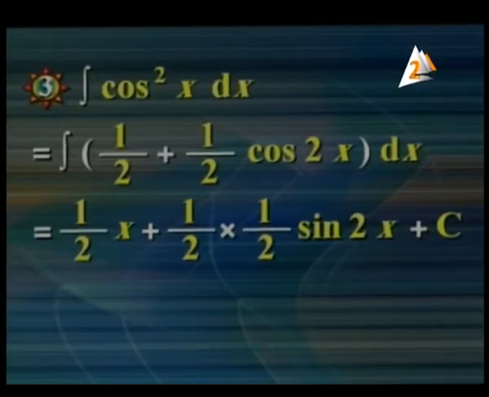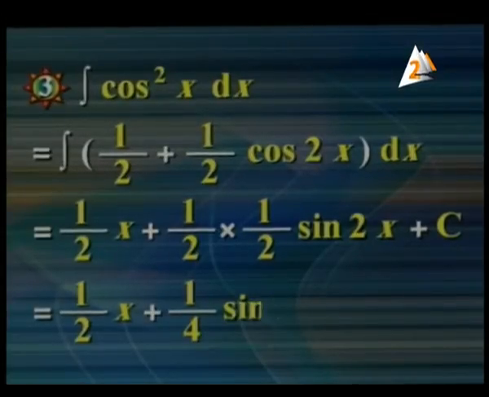Why? Because the integration of cosine 2x is sine 2x, after that divided by the coefficient of x, which is 2. Answer is 1 over 2 x plus quarter sine 2x plus c.